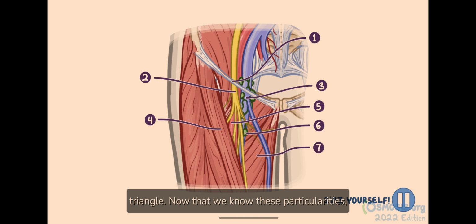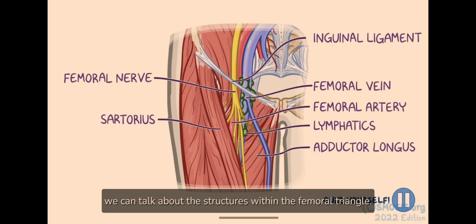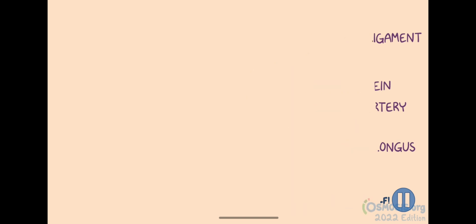Now, it's time we took a hiatus as well. Meanwhile, let's recall the boundaries and contents of the femoral triangle. Now that we know these particularities, we can talk about the structures within the femoral triangle.